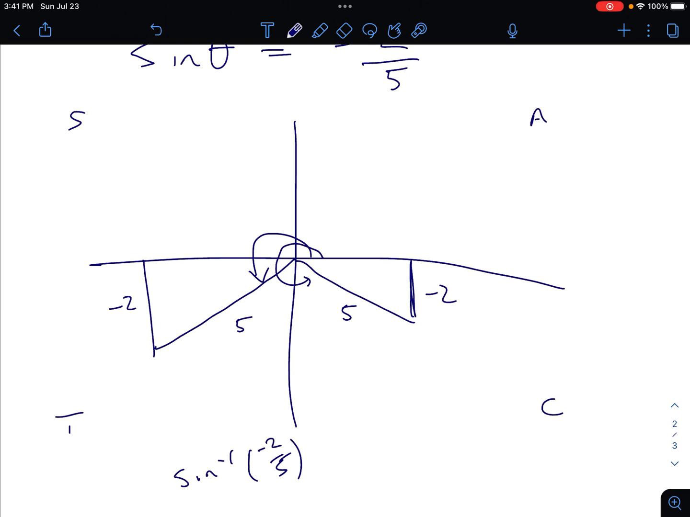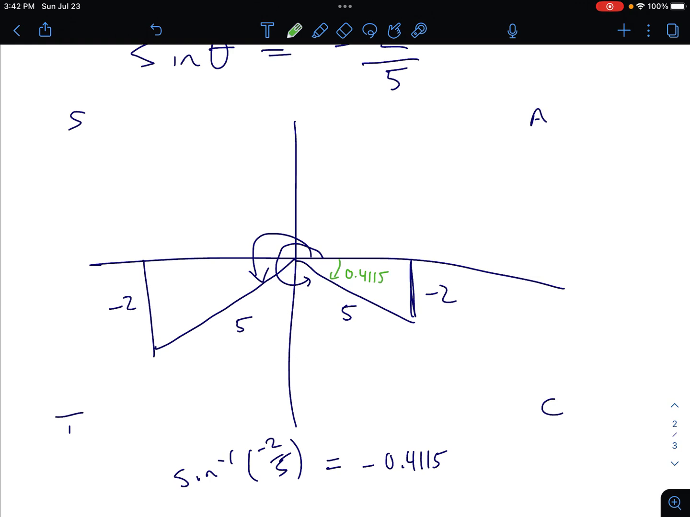Sine inverse of -2/5 is going to give us -0.4115. That awkward part for us, like, well, where is that? That means it's actually gone in the opposite direction. So it means it's here, 0.4115, which if we think about, that means that's the related acute angle.